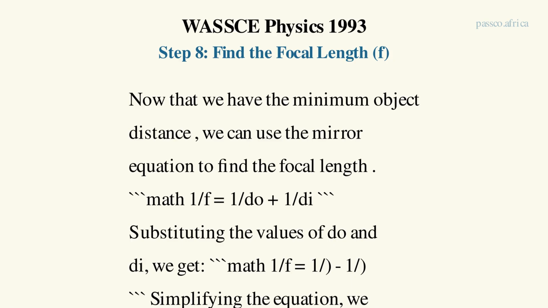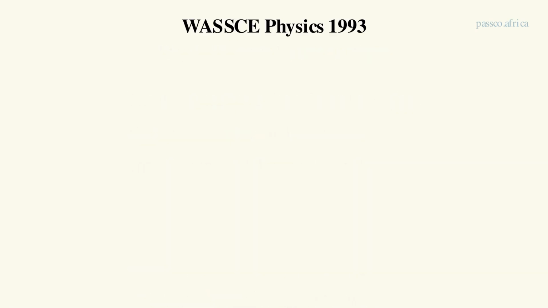To recap, we solved the question by: 1. Understand the mirror equation. 2. Identify the object distance. 3. Identify the image distance. 4. Use the mirror equation to find the focal length. 5. Use the angle of view to find the minimum object distance. 6. Found the angle of view. 7. Found the minimum object distance. 8. Found the focal length.